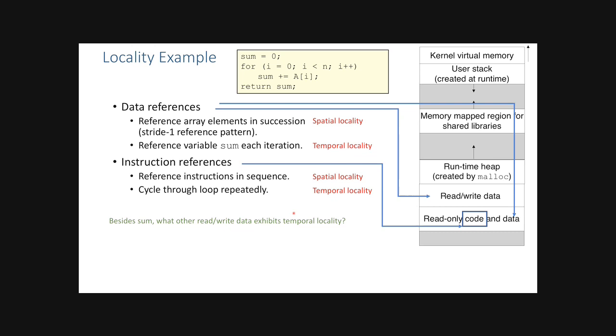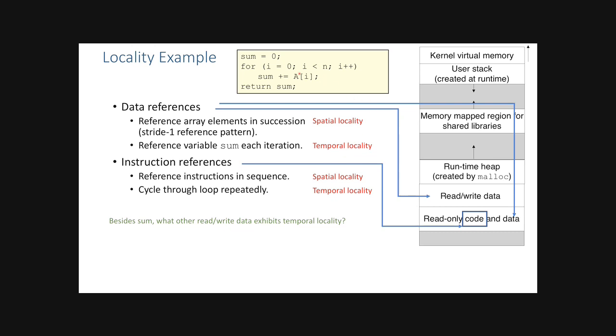So one interesting thing to ask yourself is, well, besides sum, what other data exhibits some sort of temporal locality here? And I'll let you think a little bit about that before I jump right in and say what it is. Look at that code and try to think about that. What else exhibits some temporal locality?